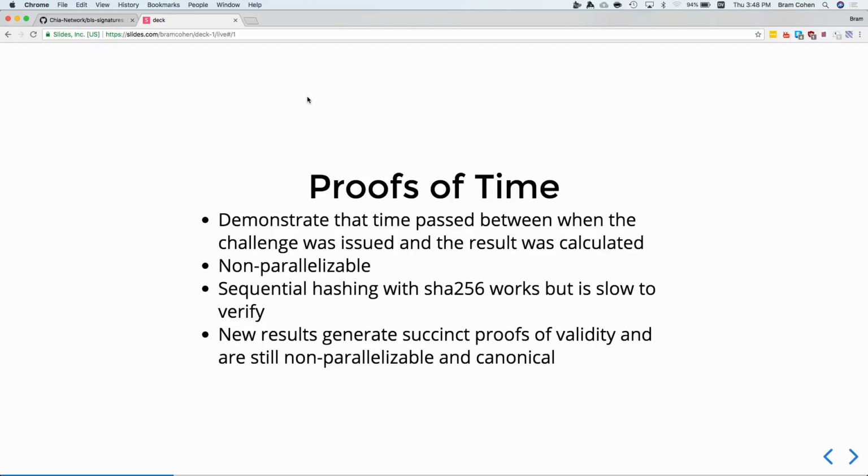So there are some things that kind of work for this but are really terrible, like repeatedly hashing SHA-256. You have a hash of a hash of a hash of a hash and so on, k times, where k is some proportion to the amount of time you want to have passed. That is, technically speaking, a proof of time. It's just hard and annoying and awful to verify that the output is correct. What you really want is a nice succinct proof that the output of this is valid.